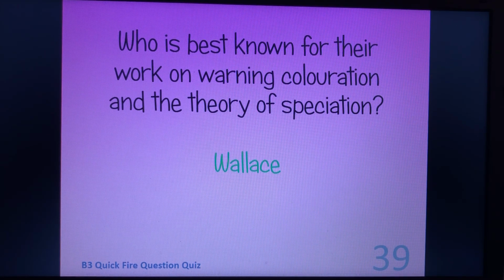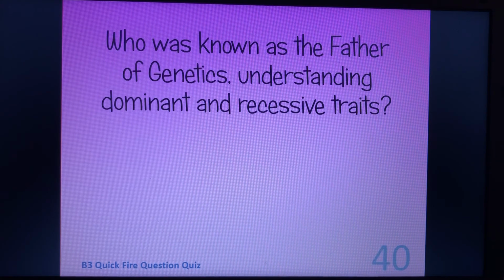Okay. Moving on, final question, question 40. Who was known as the father of genetics, understanding dominant and recessive traits? This was the monk who did lots and lots of breeding with pea plants, looking at wrinkly and smooth peas, and as a result discovered that some genes are dominant and some are recessive. Last question, who was that? And the answer is Mendel.